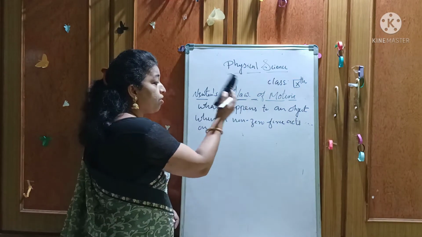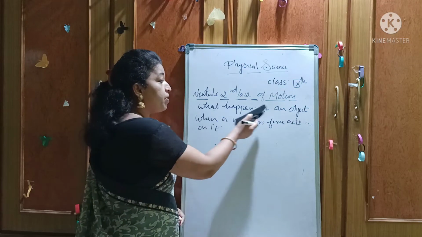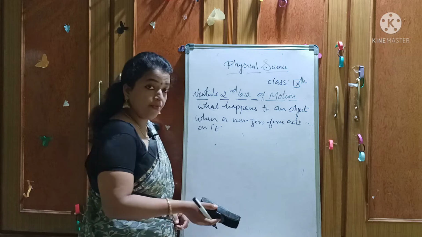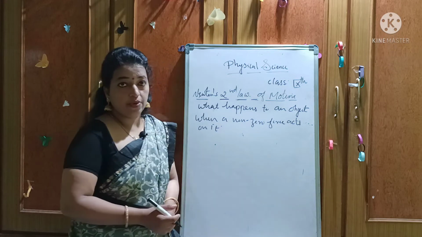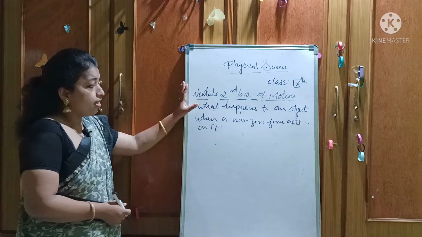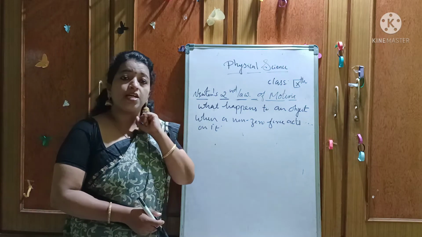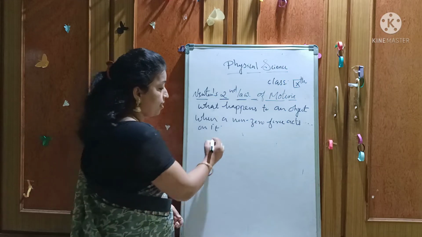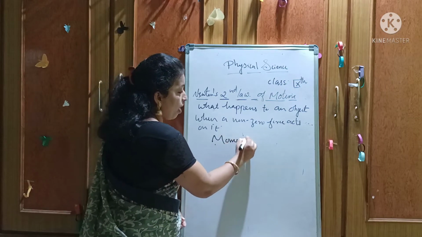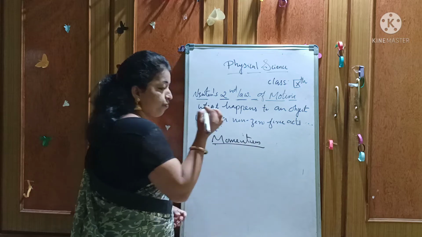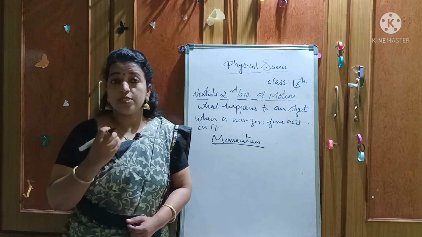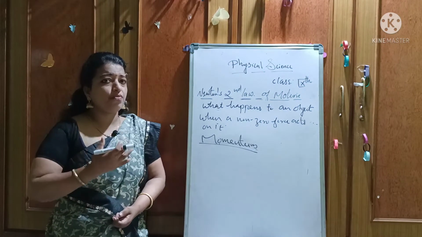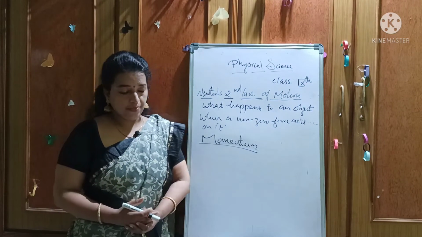But Newton's second law of motion explains what happens to an object when a non-zero force acts on it. The net force should not be equal to 0. Okay, so to explain Newton's second law of motion, we have to go for a new term. What is the new term? It is momentum. Have you heard of momentum? No? So, what is momentum? A very important term, momentum.